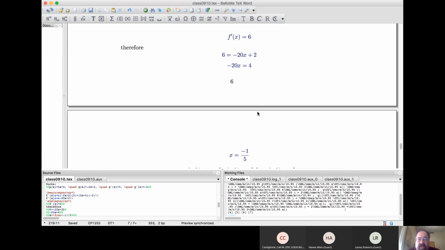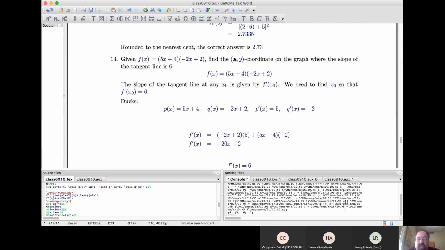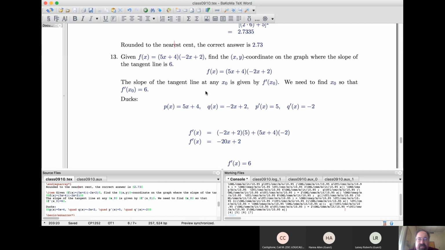But if we go back to the original question, find the xy coordinate on the graph where the slope is 6. We have the x coordinate. Now we need y. To get that, we take our x value of minus 1/5 and we substitute it into the original function, not the derivative, the original function.